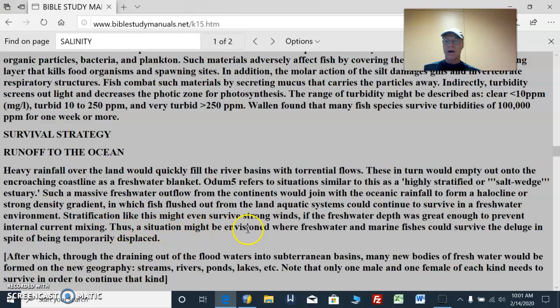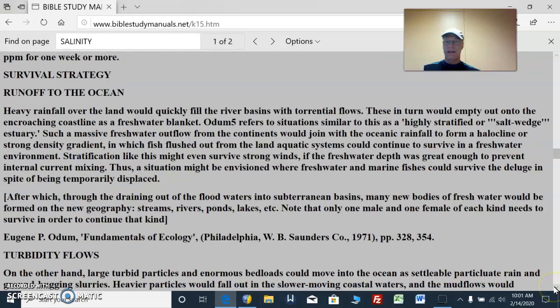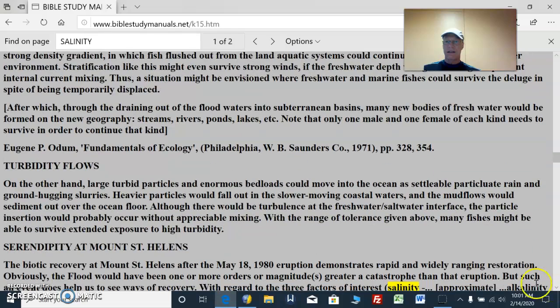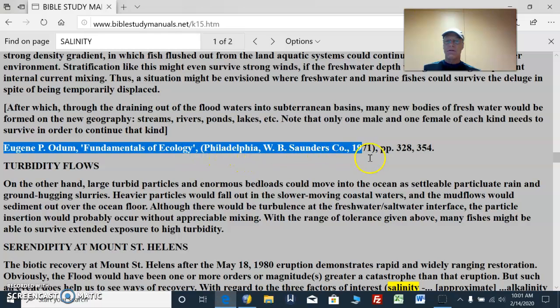Thus, a situation might be envisioned where freshwater and marine fishes could survive the deluge in spite of being temporarily displaced. After which, through the draining out of the floodwaters into subterranean basins, many new bodies of fresh water would be formed on the new geography: streams, rivers, ponds, lakes, and so on. Note that only one male and one female of each kind needs to survive in order to continue that kind. This is Eugene P. Odum, Fundamentals of Ecology, who wrote this little article.